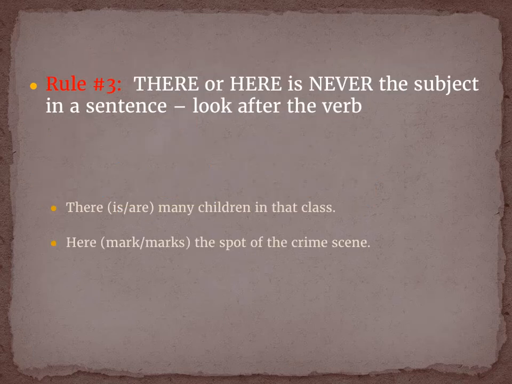Rule number 3 states that when a sentence begins with there or here, it is never the subject in the sentence. So instead, always look after the verb. So once again, we find our prepositional phrases to eliminate them. We cross out the there and the here to remind us that the subject is going to come after the verb somewhere. So in this case, children is the subject. It's like saying they, so we would say they are. In the second sentence, Spot is the subject. Spot is like saying he or she, so we would say he marks.